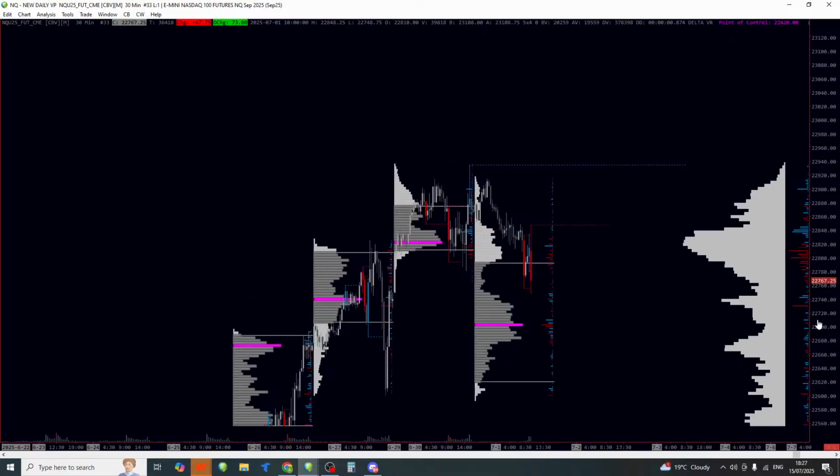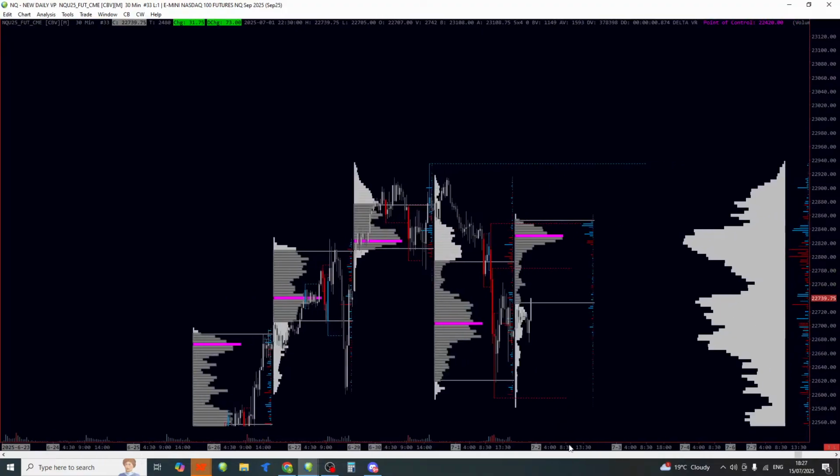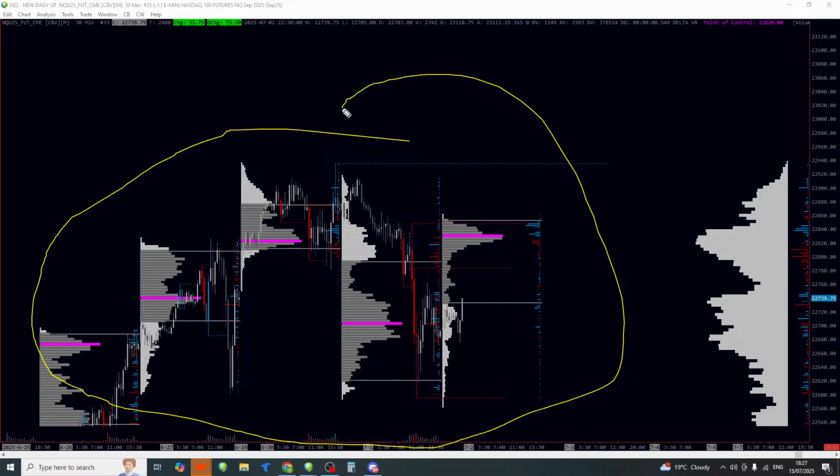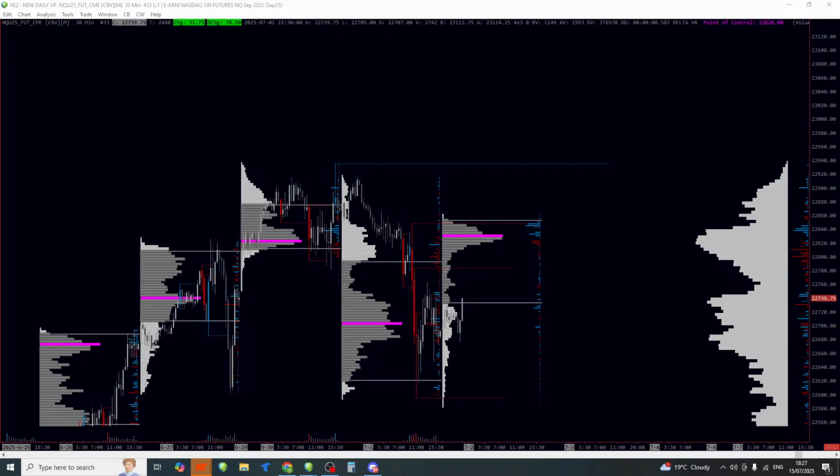So we can see here, on this day, you can see two different profiles. Here we've got the cumulative, so this profile is everything combined. And then these ones are daily, so this is one day's worth of action, two days, three days. This is a 30-minute candlestick chart, right? Now, let me show you how this works.